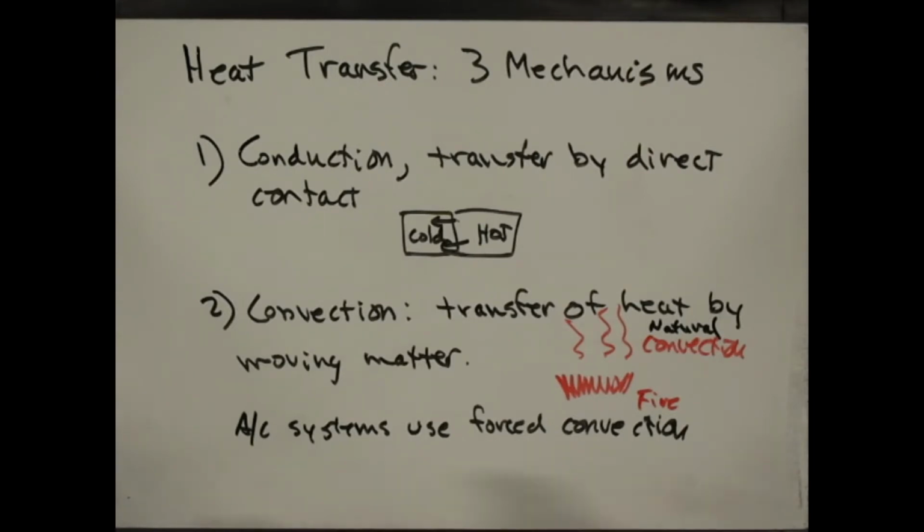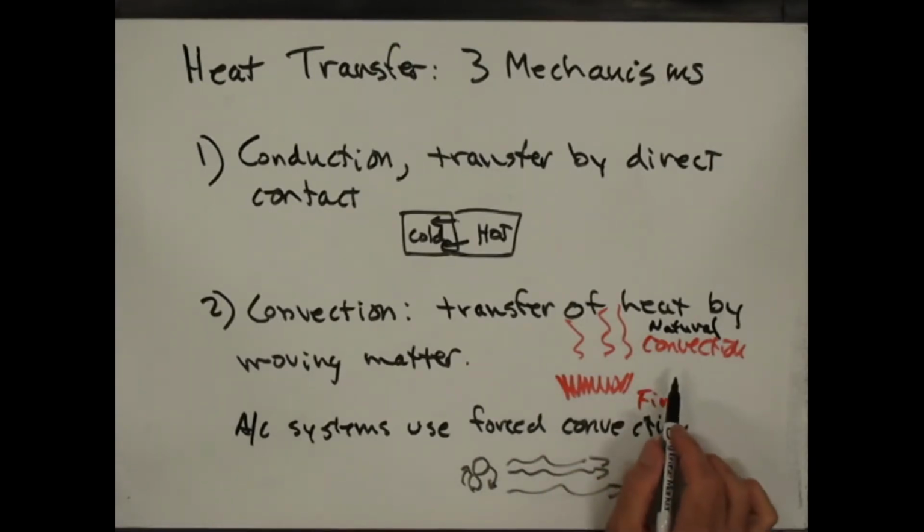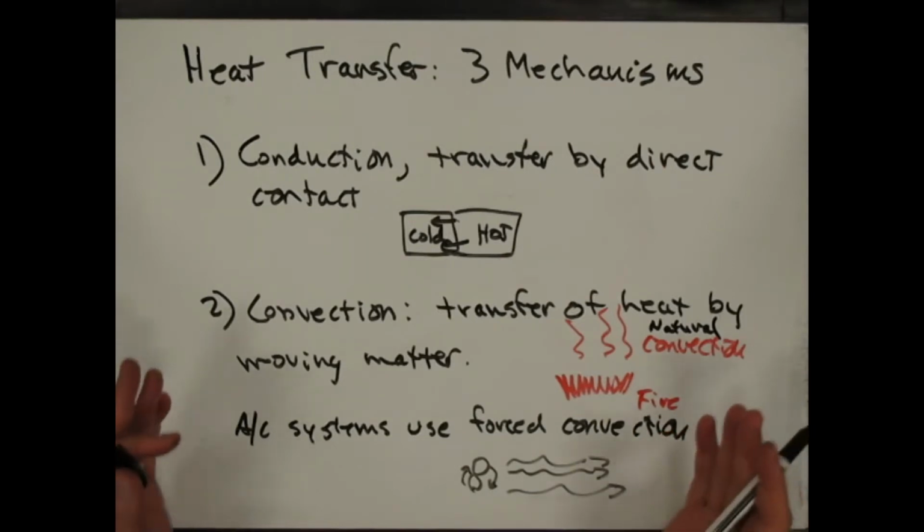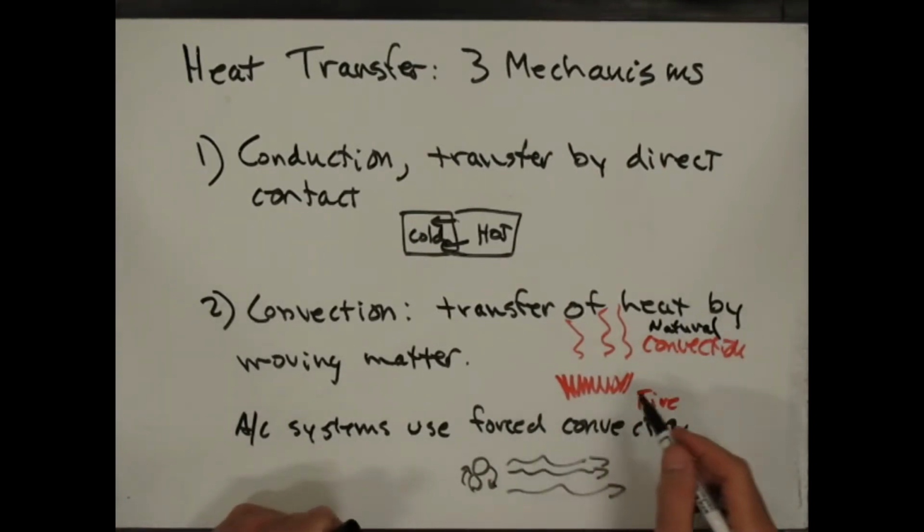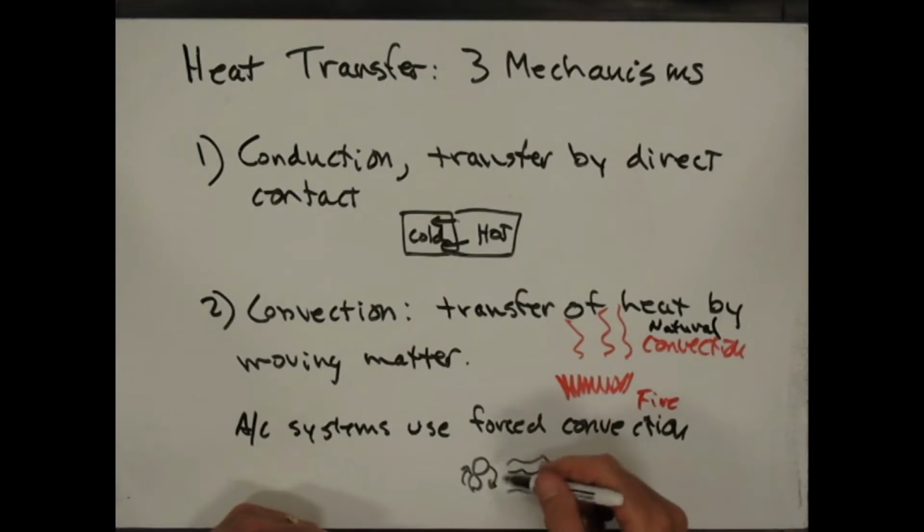So, for example, air conditioning systems use forced convection. You have a fan that's moving air by force, right? And so those are two types of convection. Natural convection, which just happens because of the physics of the situation, with no intervention, other than maybe starting a fire. And then forced convection, where you're using a motor somehow to move mass from here to there.